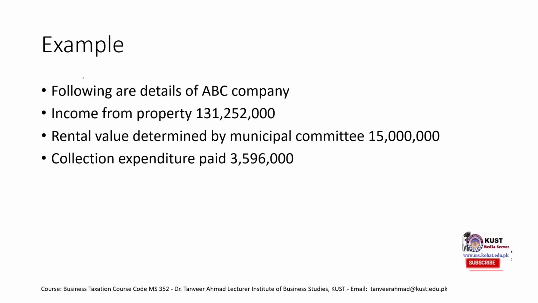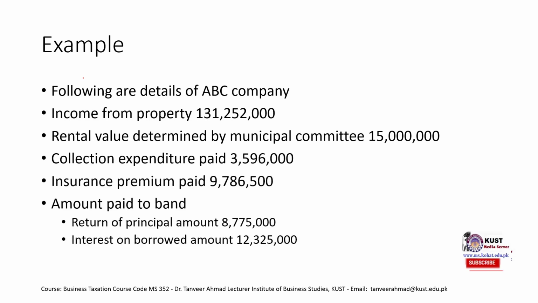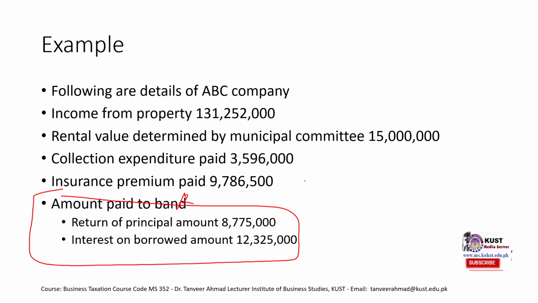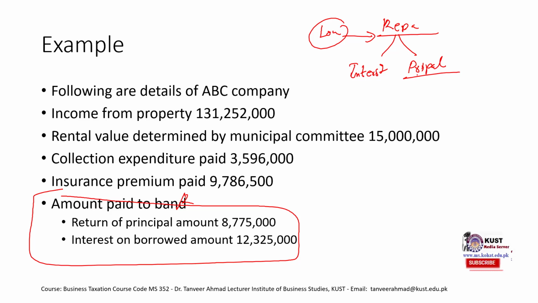All of the conditions are similar to what we have discussed before, but there is one additional thing that we haven't covered in our previous lecture, and that is amount paid to bank. Whenever you get a loan and need to repay it, you repay it in two parts. One is the interest part that you would have to give each month, each quarter or each year, whatever the conditions are, and then there is a principal amount that you need to pay, right?